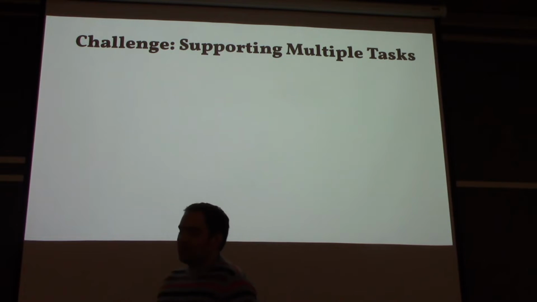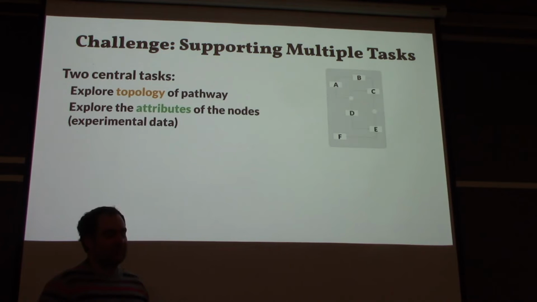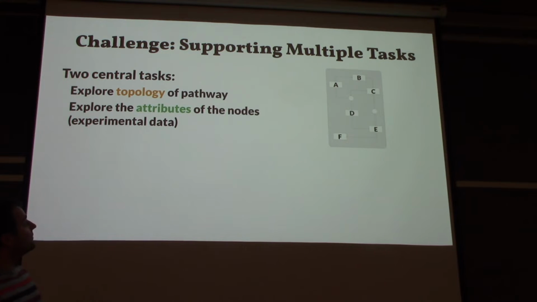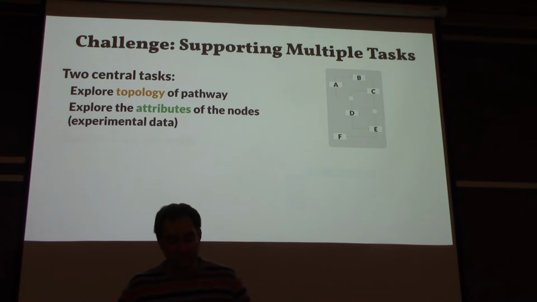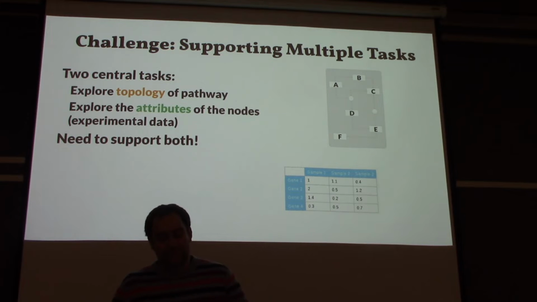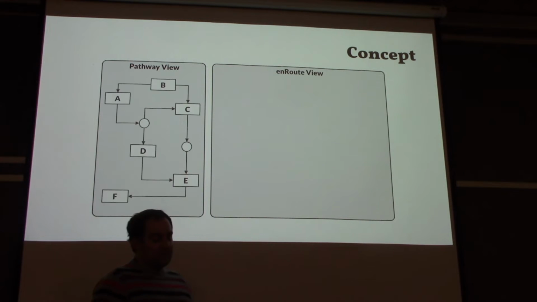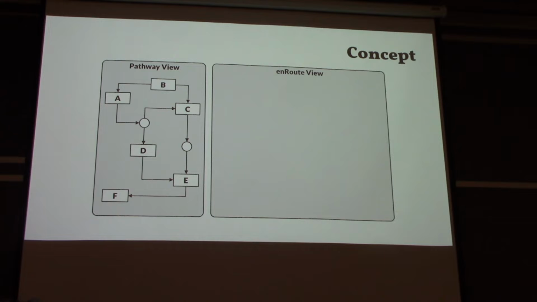This is the fundamental challenge. We need to support multiple tasks. We need to be able to explore the topology of the pathway and also to explore the attributes of the nodes, the experimental data. So what we try to do here is support both of them. We take this network, and then we let a user define a path that he or she is currently interested in.